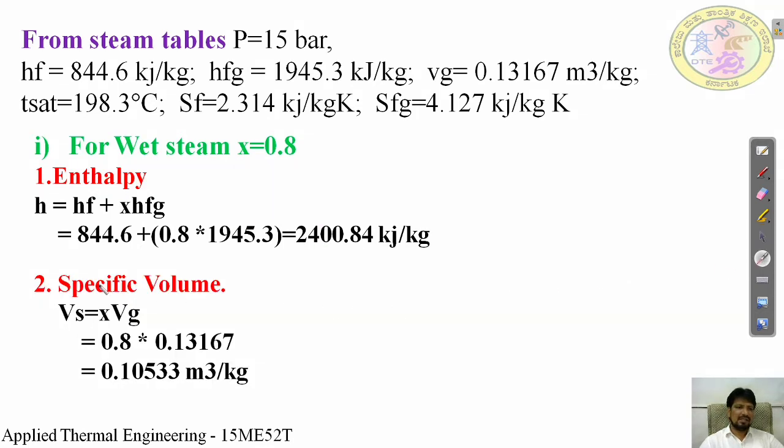Now the second one is specific volume. We know the formula for specific volume is X into Vg, where the dryness fraction is 0.8 and Vg is 0.13167, the value from the steam table. You substitute here and multiply with 0.8. You will get 0.10533. This is the specific volume of wet steam.